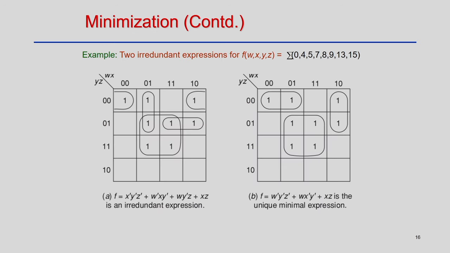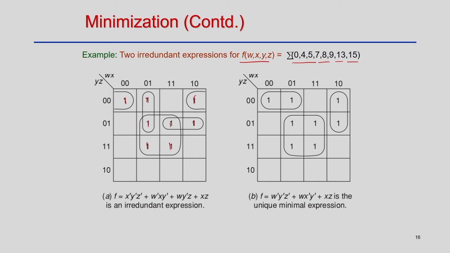So, let me explain that with 2 examples. Say, for example, I have taken a function which has the minterms 0, 4, 5, 7, 8, 9, 13 and 15, okay. Now, if I put those values, these are the ones, you can cross check. So, these values correspond to these ones, okay.